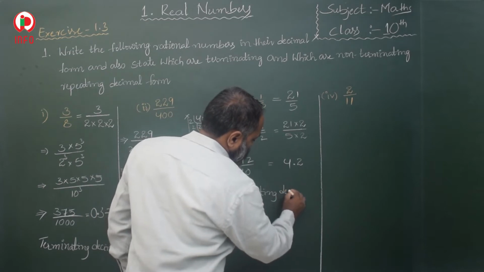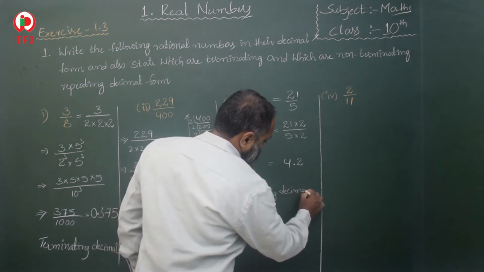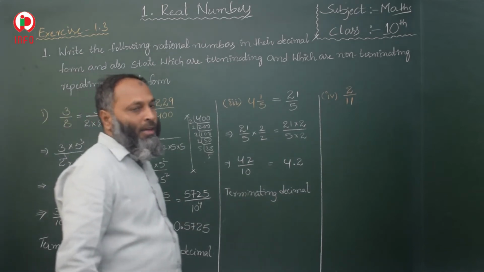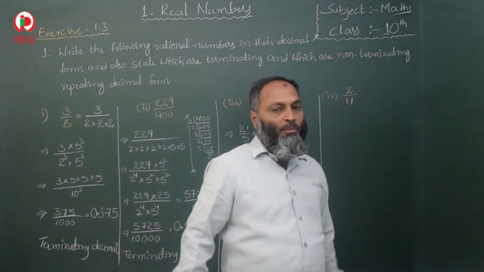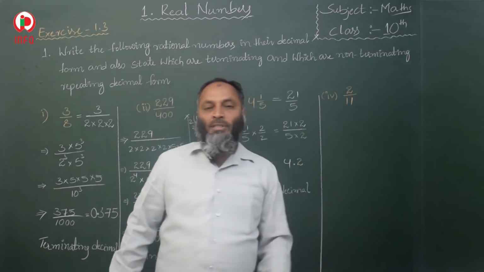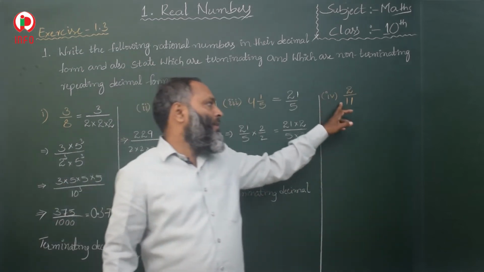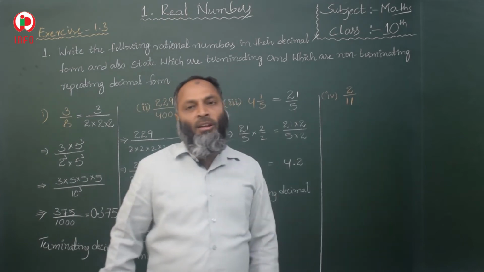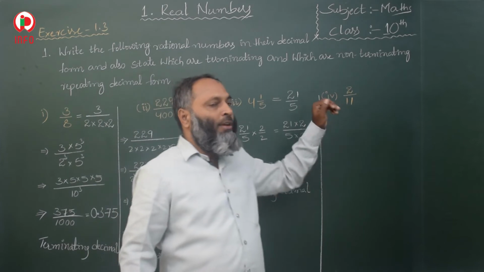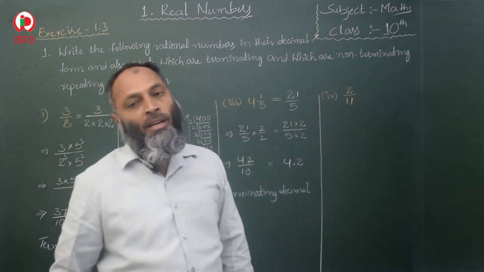Terminating decimal. Then after that, 2 by 11. So 2 by 11, 11 is a prime number, so we cannot write it in the form of 2s and 5s. This denominator we cannot write in the form of 2s and 5s. So this is a non-terminating decimal.